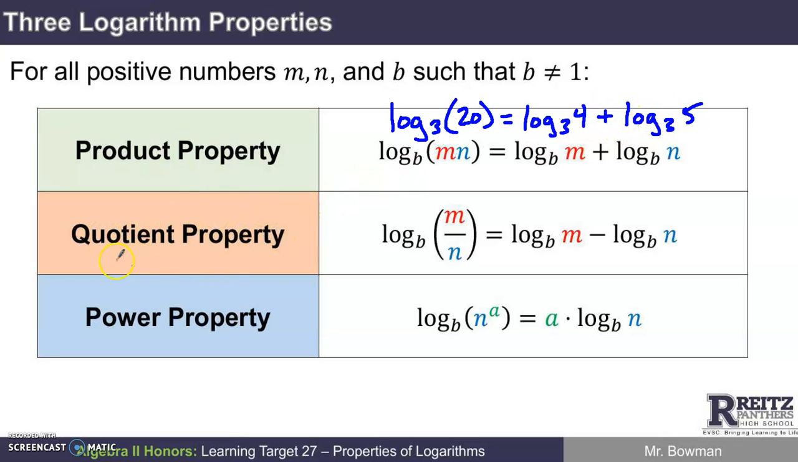We also have a quotient property, a property that says that log base b of m divided by n is log base b of m minus log base b of n. And then we've got the power property, which says that log base b of n to the a power is the same as a times log base b of n. Those three properties are what we're going to use to rewrite logarithmic expressions.